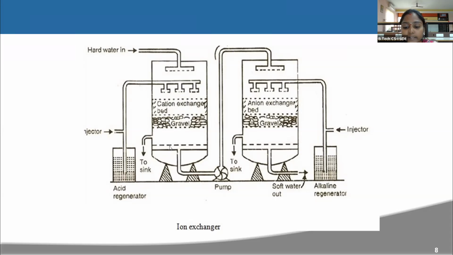The cation exchange resins can be regenerated by passing dilute HCl. When dilute HCl is passed through, the H plus ions present in the dilute HCl get exchanged with the cations already present in the resin. When dilute NaOH, sodium hydroxide, is passed through the anion exchange resin, the OH minus ions present in the dilute sodium hydroxide get exchanged with the anions present in the resin. Now the resins are ready for use again. So this is acid regenerator and alkaline regenerator.